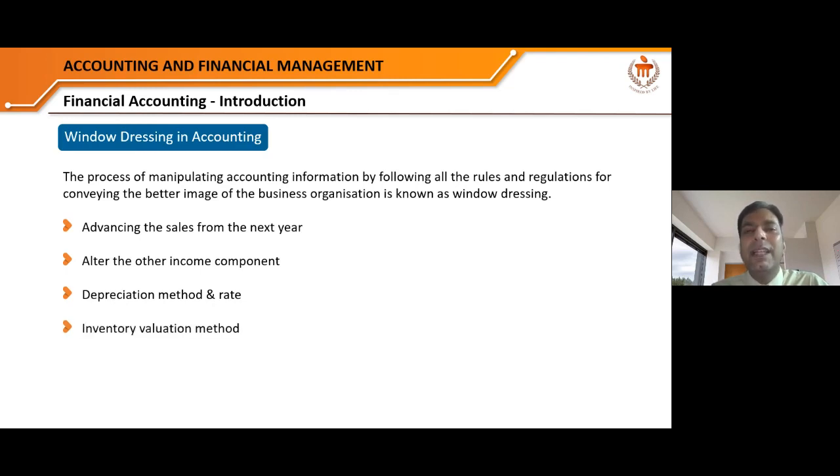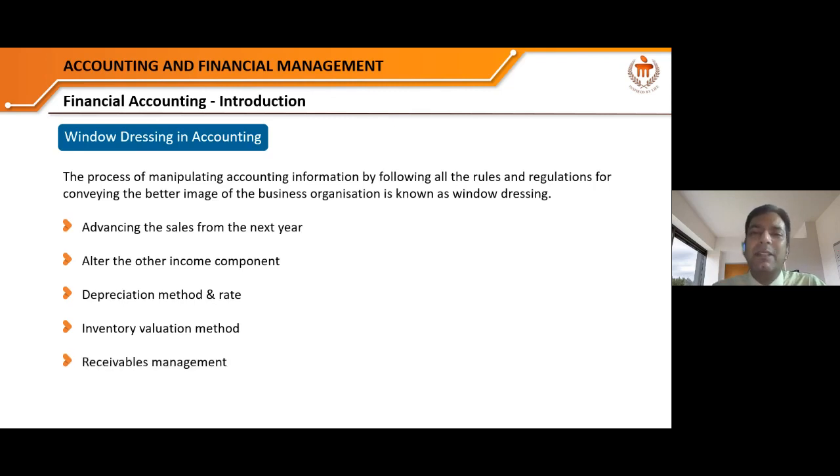Next is inventory valuation methods. There are several inventory valuation methods. We have LIFO, we have FIFO, we have the average method, cost method, and all those things. What method to use and how to apply it, again the discretion lies with the organization. According to their choice, or what they want to come up with, they can use any method, FIFO, LIFO, or whatever business method. So that again helps them in window dressing.